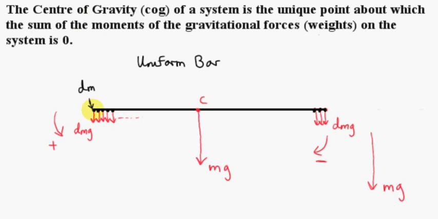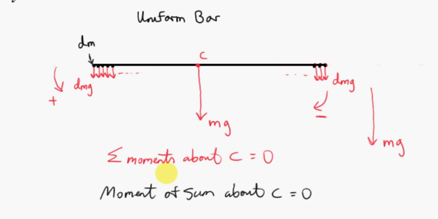Because when we get the sum of the moments of all the weight vectors acting on the entire bar, we will get 0. Alright, so by the principle of moments, the sum of the moments about C is equal to the moment of the sum or resultant force about the point C. So if we want the moment of the resultant force about the point C to be 0, we must position the line of action of the resultant force at the center of the bar.